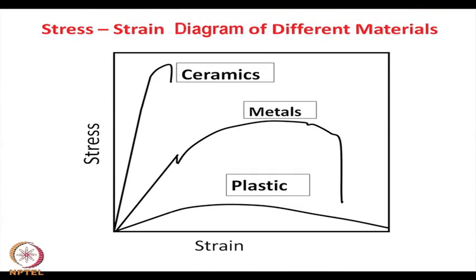To start with, I would like to compare the stress strain diagram, which is one of the key features of the mechanical behavior of all solids, for 3 different groups of materials. One is of course the ceramics, the other is the metal, and the third one is plastic, and they have distinctly different mechanical behavior.